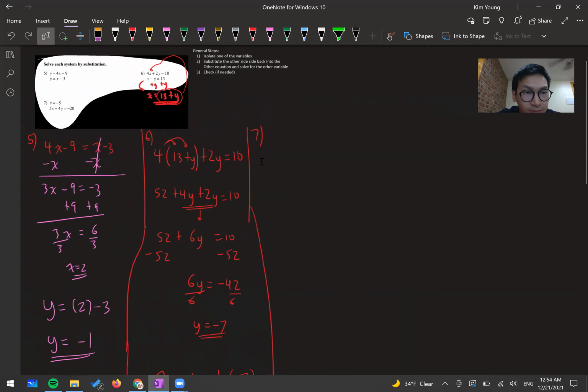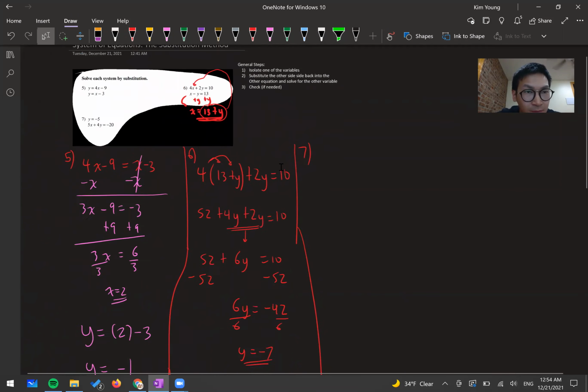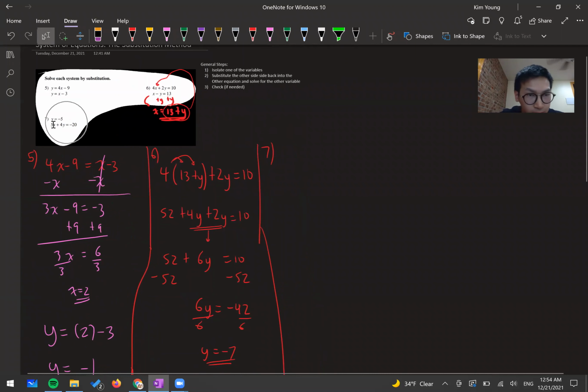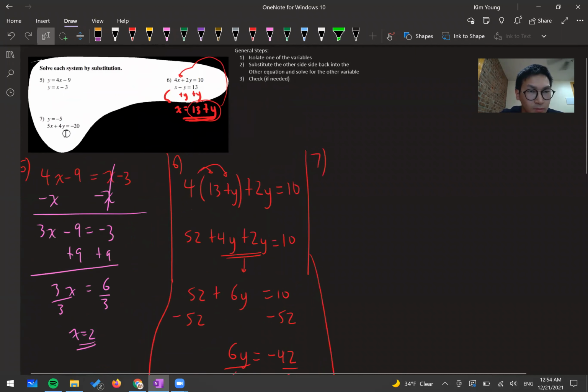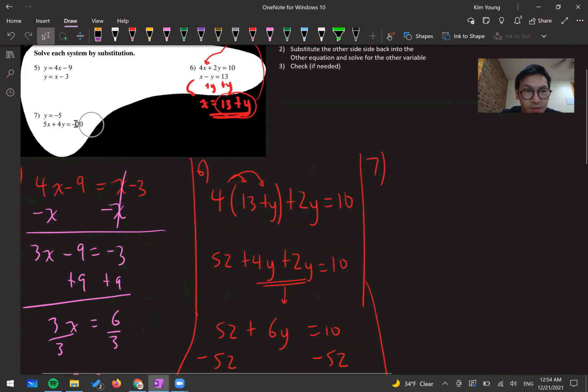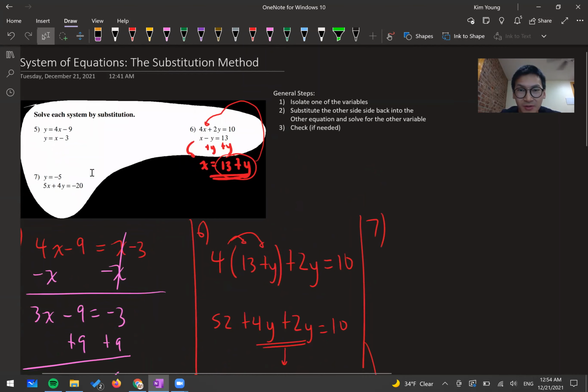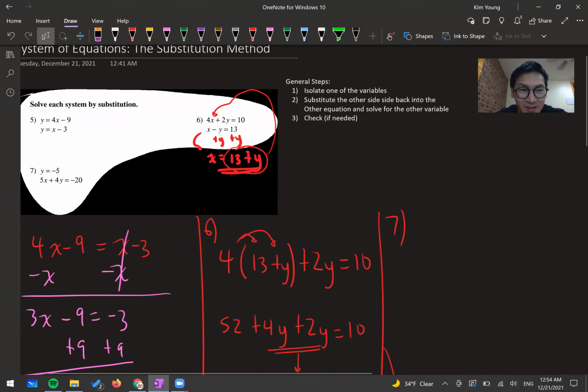Lastly, number 7, y is equal to negative 5, and this. Okay, so look, technically they give you the y. They're saying y is negative 5. So here you just gotta plug that in here. So it's not that bad.